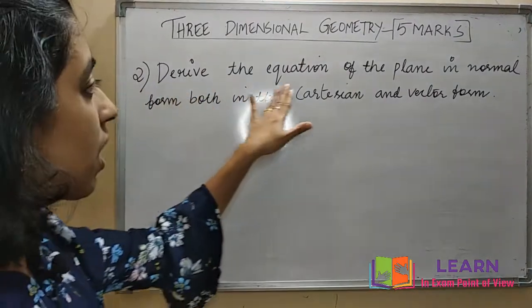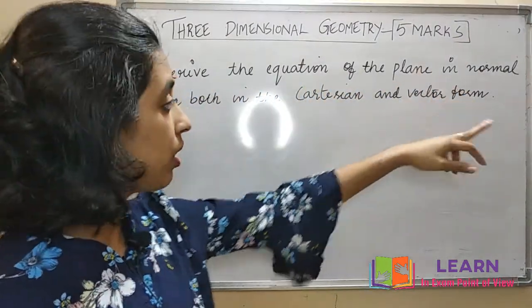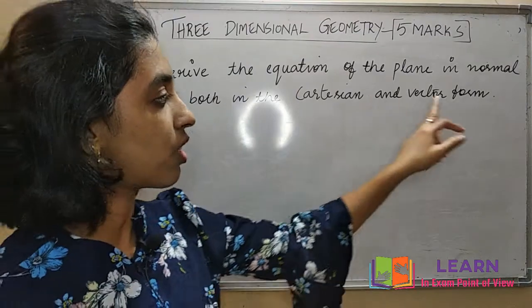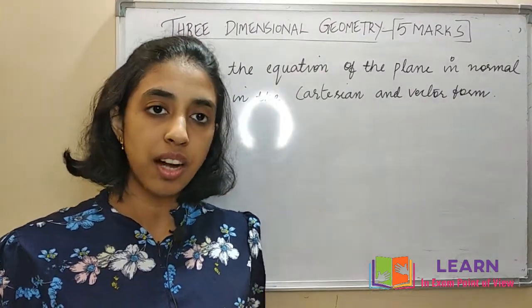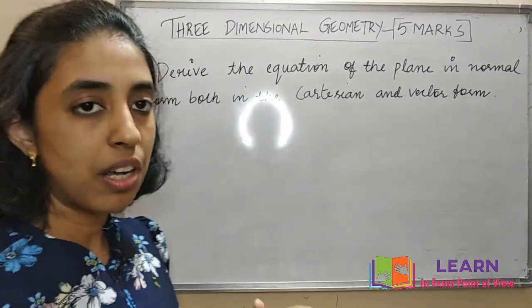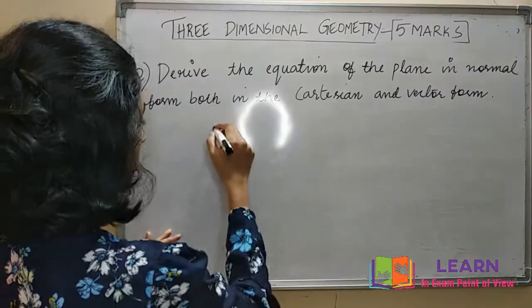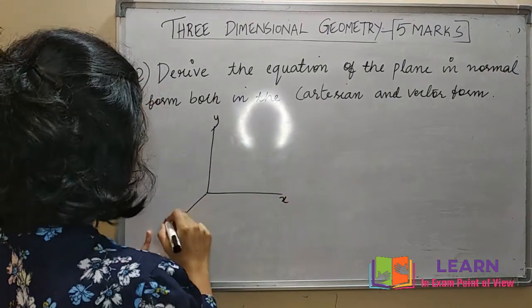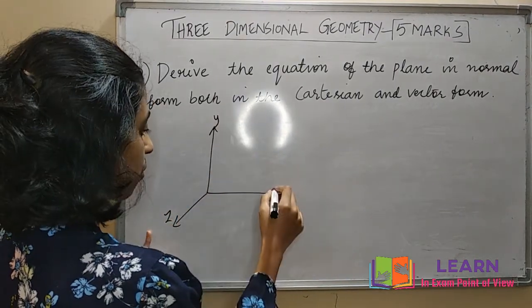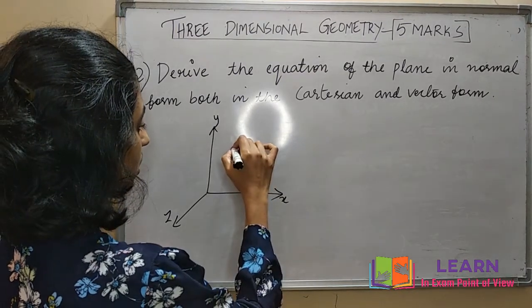Here we have to derive the equation of plane in normal form, both in Cartesian and vector form. So first, draw a rough sketch with x, y, z axes and a plane.